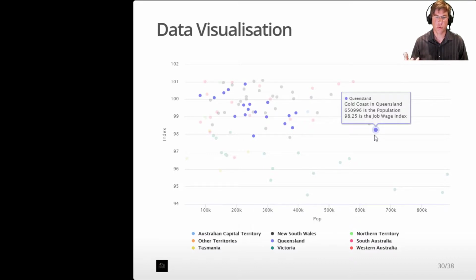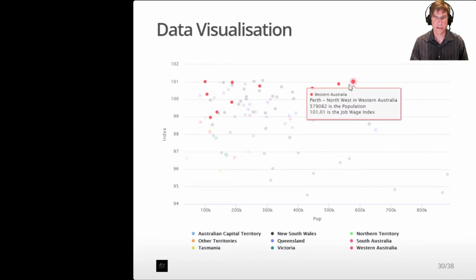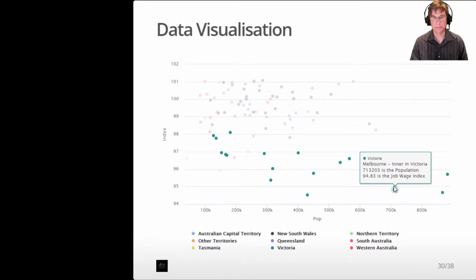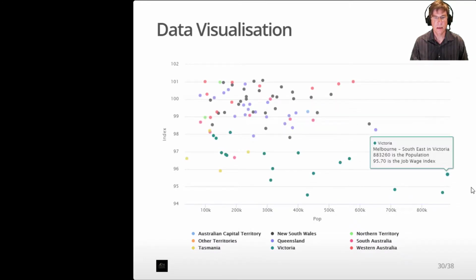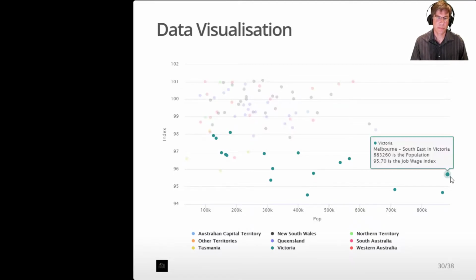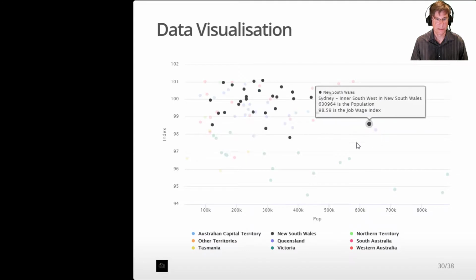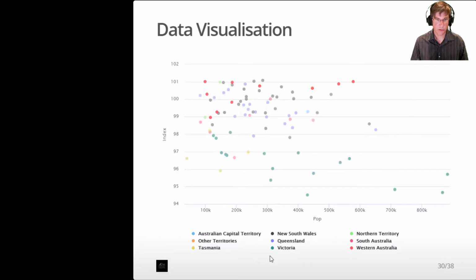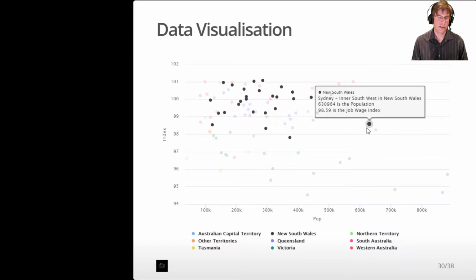So this is the Gold Coast and Queensland. It's showing me all the other Queensland statistical areas here, and I can mouse over and see Victoria's still struggling a bit and everything else. And in making this plot, there's no real reason why I wanted to see population by index. And it's a little misleading because some of these Melbourne ones are larger than the New South Wales ones, even though Sydney is bigger than Melbourne.